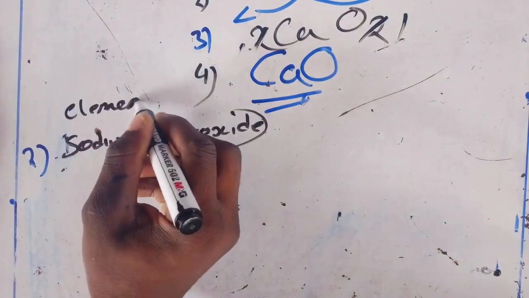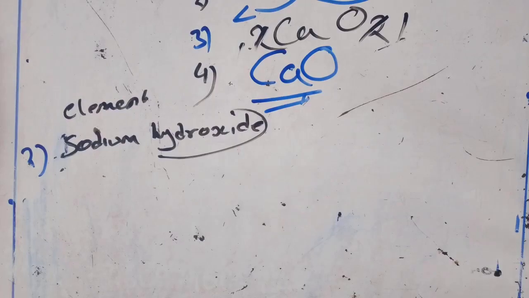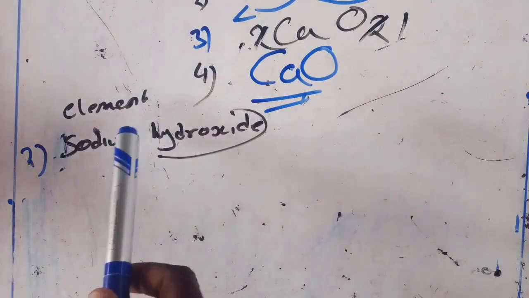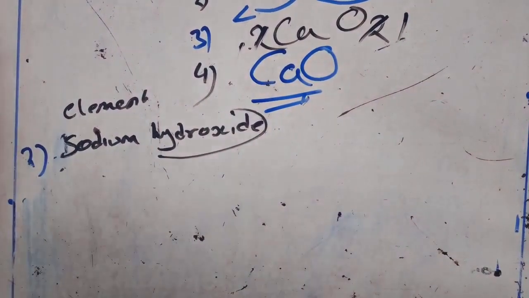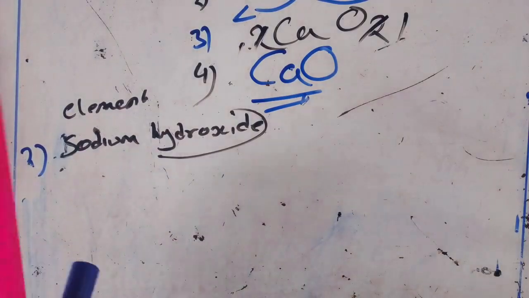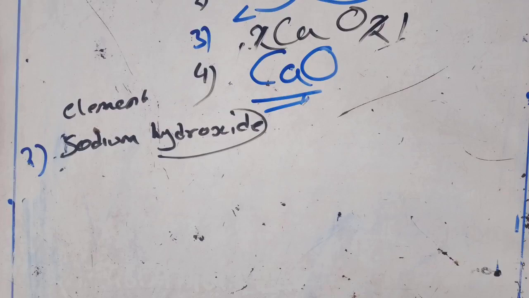Remember where we've come from? We said that a radical is a group of atoms that cannot exist on its own but needs to combine with other radicals or elements for it to exist. And we also defined an element to be a substance made up of only one type of atom and cannot be split into 2 either by chemical or physical means. So let's write the chemical formula for sodium hydroxide.